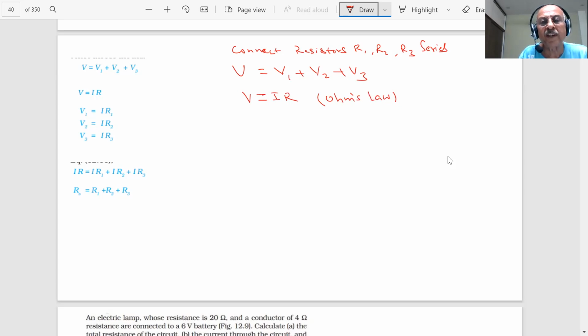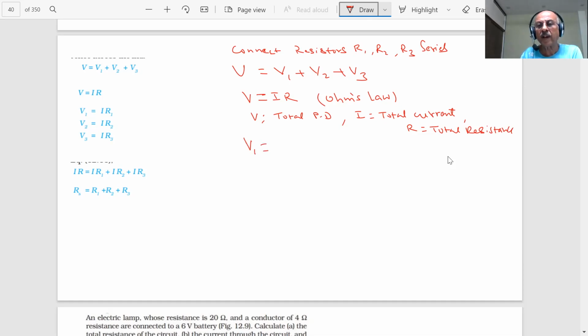Therefore, students, we can say that V is equal to I R, where V is the total potential difference, I is the total current, and R is the total resistance. Okay? And what will be V1? Since the same current is flowing, V1 will be equal to I into R1. What will be V2? I into R2, and V3 will be equal to I into R3. Am I right? Because in series, current is the same.